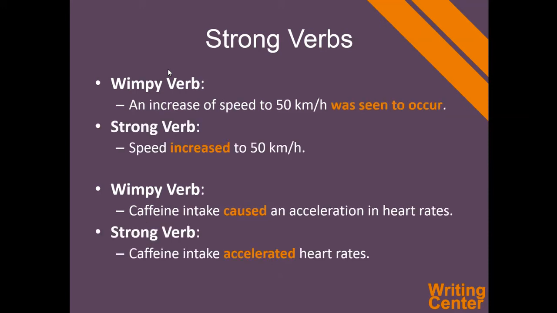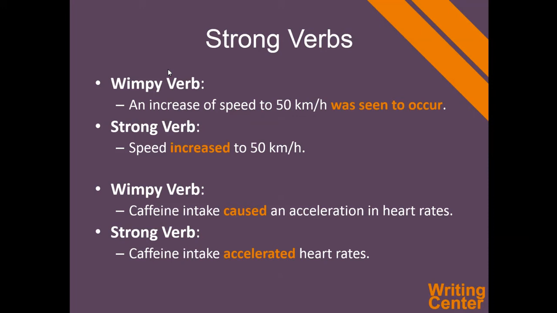So here is the rewrite for that. So rather than saying an increase of speed to 50 kilometers was seen to occur, let's focus on the real verb that's actually hidden in there by the noun increase. So I'm going to use that as my verb. Speed increased to 50 kilometers. And it also goes away from that strange passive construction, was seen to occur. Who was doing the seeing, for crying out loud, right?